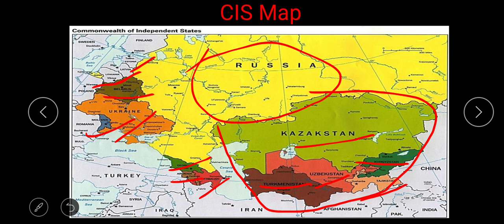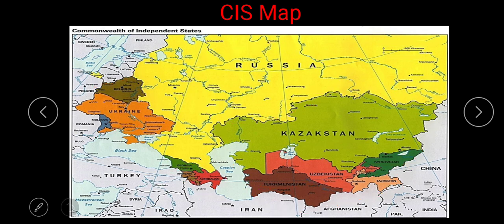Why are they called Baltic states? As you can see here, this is the Baltic Sea, and all the 3 countries share their border with the Baltic Sea. So that is why they are together called Baltic states. I hope it is clear to you now.